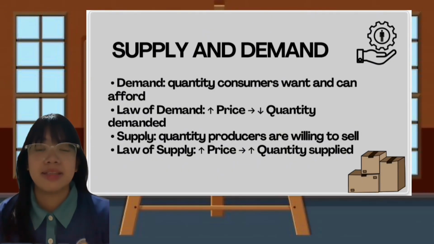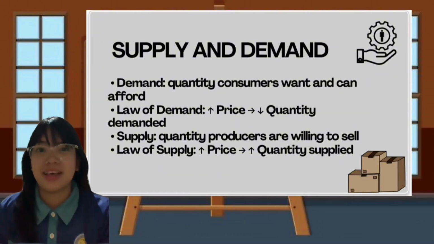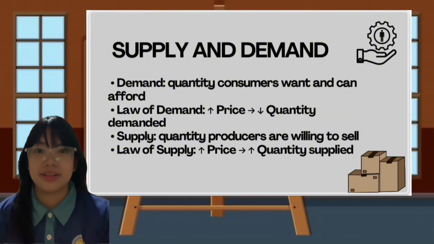Prices change depending on shortages. Example, during a typhoon, rice supply decreases because rice becomes scarce. Prices increase. Some consumers buy less or choose alternatives.